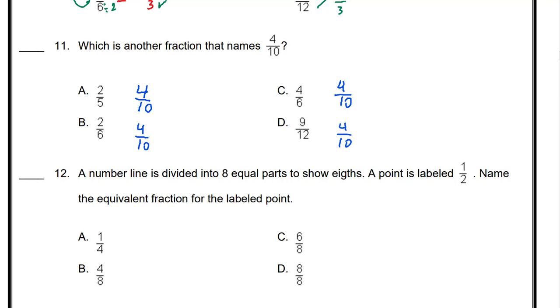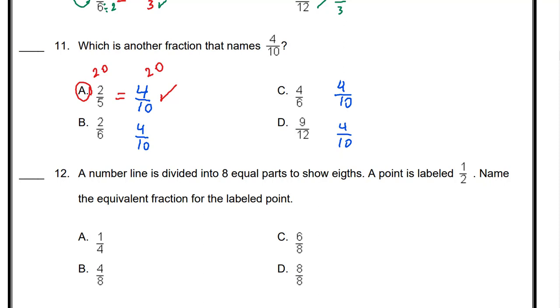You said that you'll use the scissors, so you are comparing 10 times 2, you said 20, and 5 times 4 equals 20. That's why you said these two are equal. So this one is another fraction that names 4/10. We need to check the others to make sure that we don't have any other correct choice. Okay, let's try.